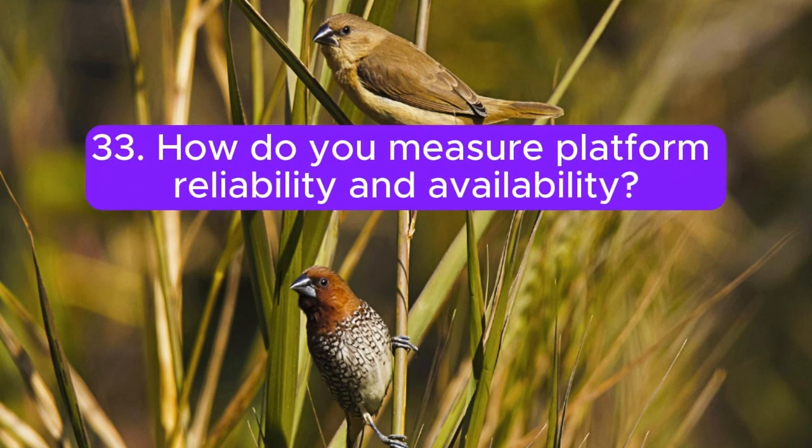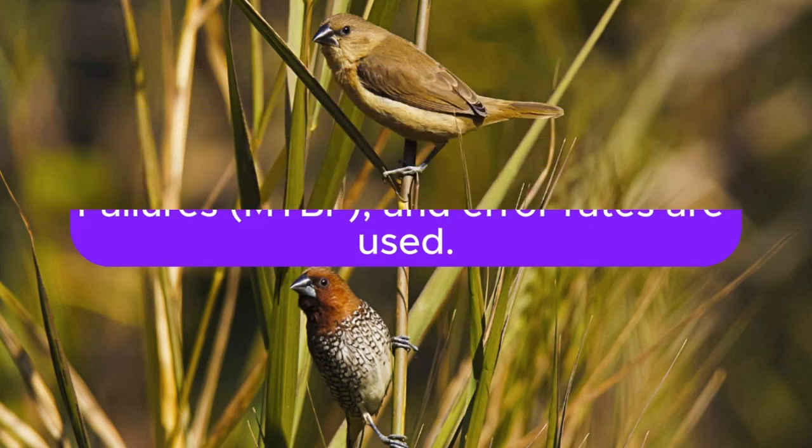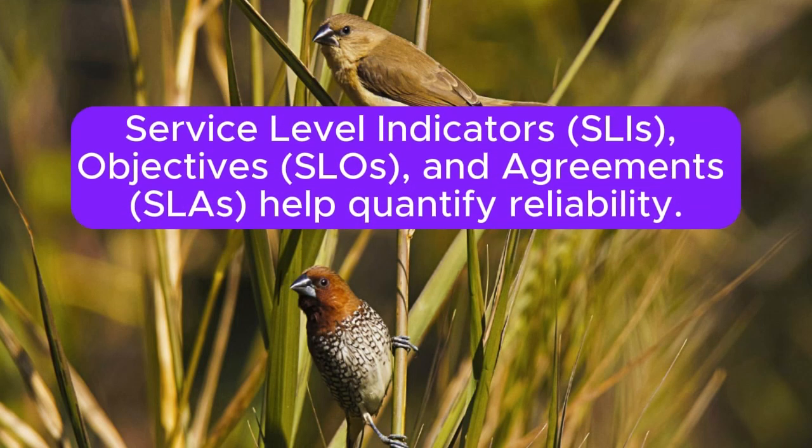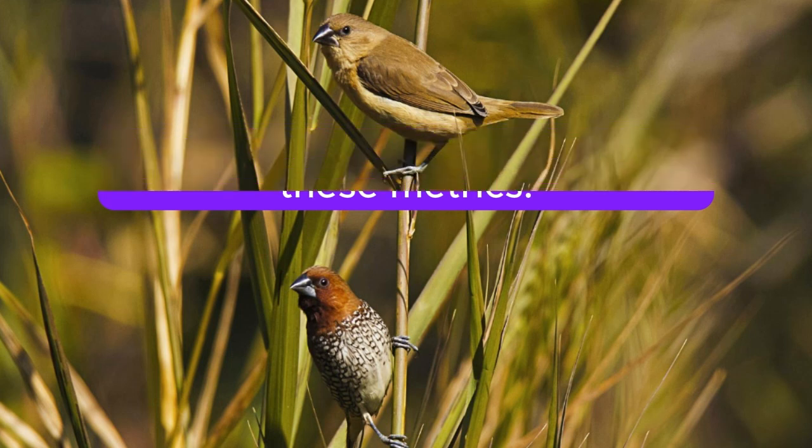33. How do you measure platform reliability and availability? Answer: metrics like uptime percentage, mean time to recovery (MTTR), mean time between failures (MTBF), and error rates are used. Service level indicators (SLIs), objectives (SLOs), and agreements (SLAs) help quantify reliability. Alerting thresholds are based on these metrics.